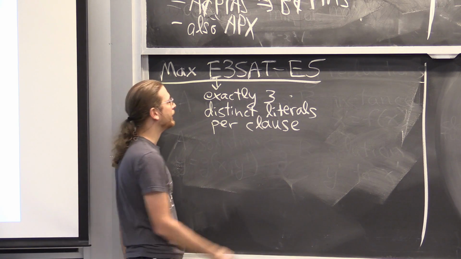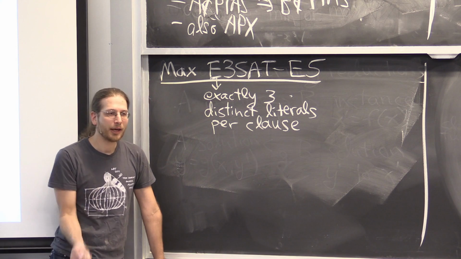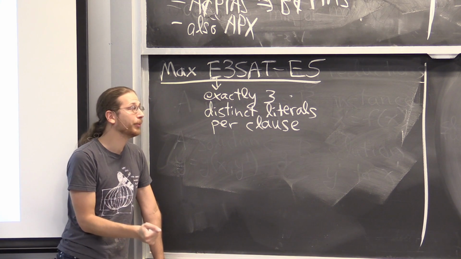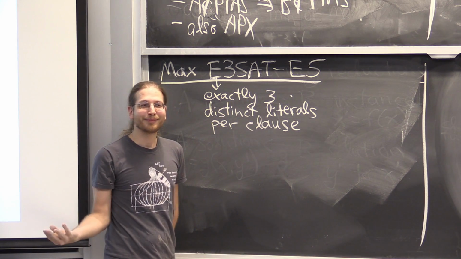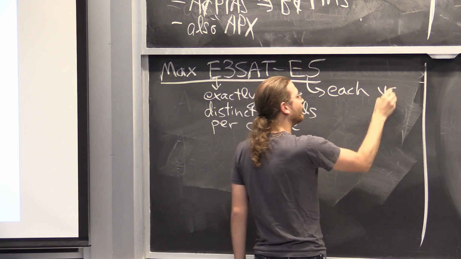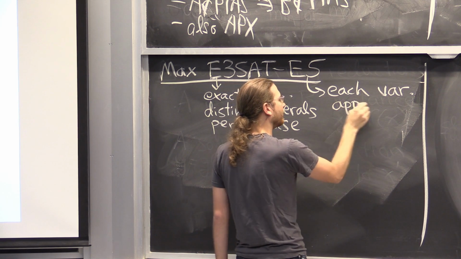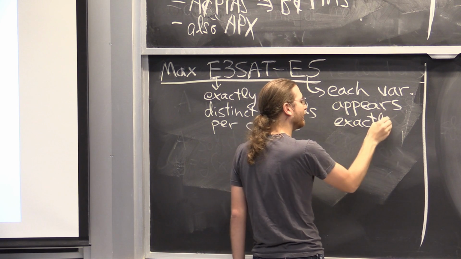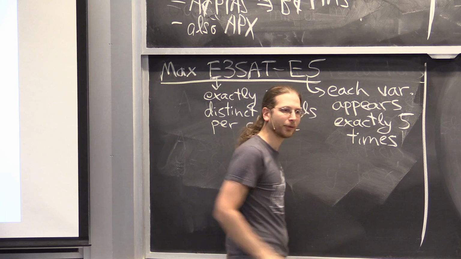Okay. Then you may remember we talked about 3SAT-5. That meant every clause has only 3 literals, and every variable appears at most 5 times. E5 means each variable appears exactly 5 times. Do you have a question?